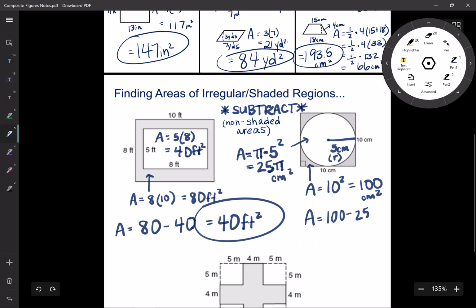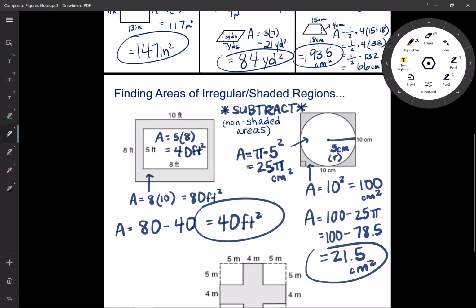To get the total area of the shaded region, I would just do 100 minus 25 pi. And if I plug in 3.14 for pi, that would end up being about 100 minus, let me see what 25 times 3.14 is real quick. Minus roughly 78.5. And then that would make the area of our shaded region 21.5 centimeters squared. Remember, this is just an estimate since we use 3.14. If you want to keep it in terms of pi, you can just keep that expression.